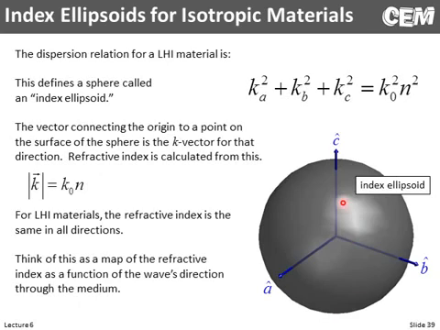So if we pick a point on the surface and we start at the origin and create a vector that points to that point on the surface, that vector is our K vector, and it has a certain magnitude associated with it. Well, in most materials, the magnitude of your K vector is the same no matter what direction it's going in. So that means refractive index is the same in every direction. And the equation that quantifies that is called the dispersion relation. And in this case, it forms a sphere.